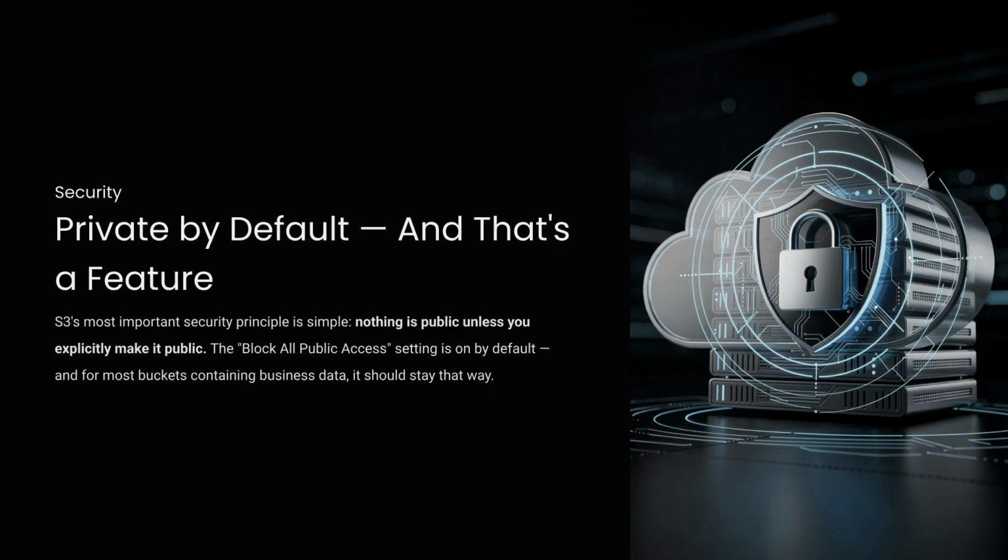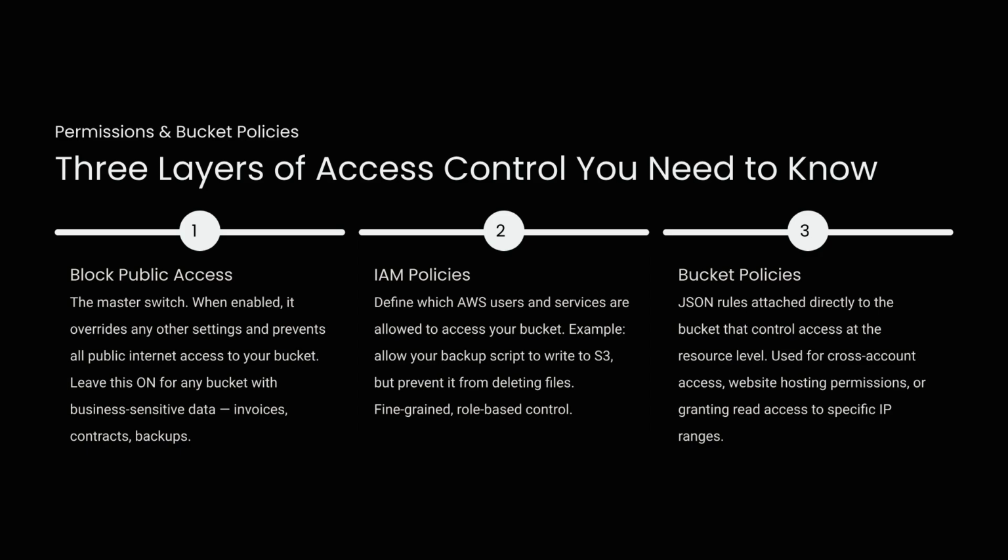The Block All Public Access setting is on by default, and for most business data, this is how it should remain. You need to know 3 layers of access control. Block Public Access is the master switch that should be ON for sensitive data. IAM policies define which AWS users and services can access the bucket. Bucket policies use JSON rules to control access at the resource level, often used for cross-account access.